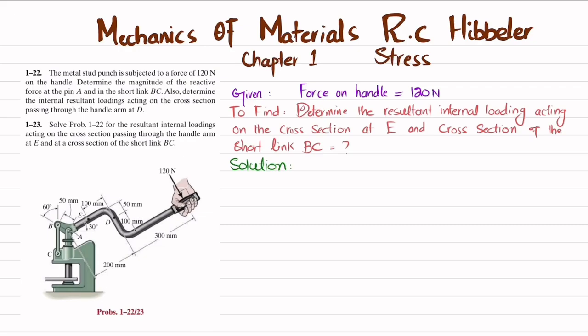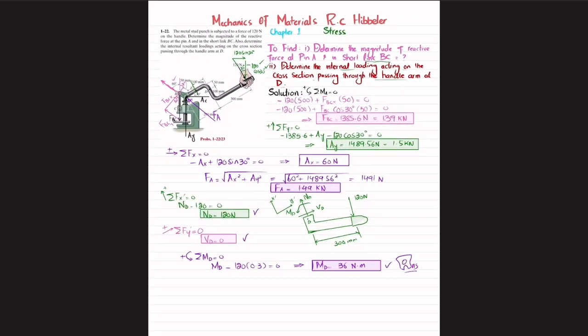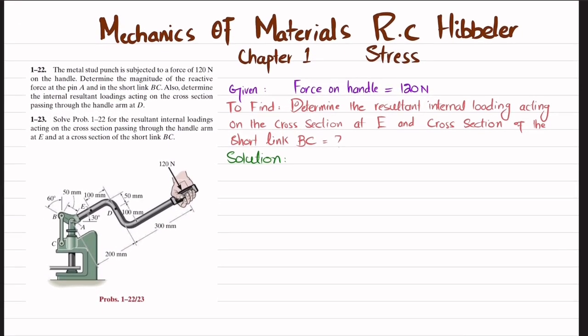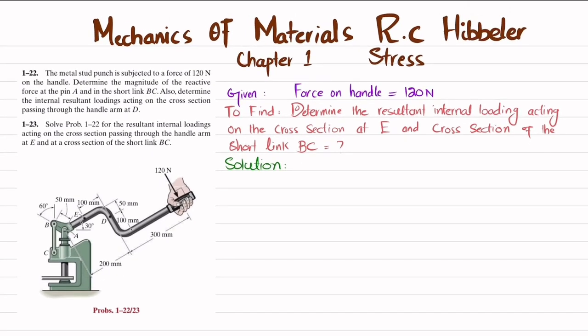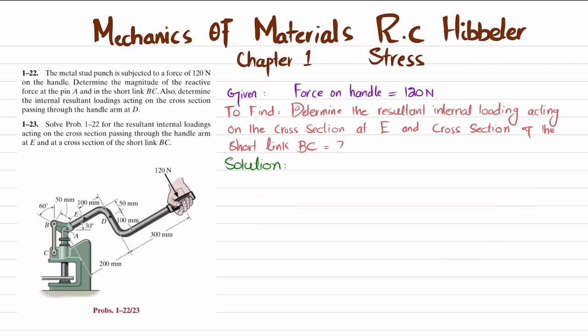So we will use the same data from problem 1-22, which we solved in our previous video, and now we'll solve this problem 1-23. You can see a 120 Newton load is applied on the handle. So we have to find the internal loading at cross-section E and in link BC. So let's start with the solution.